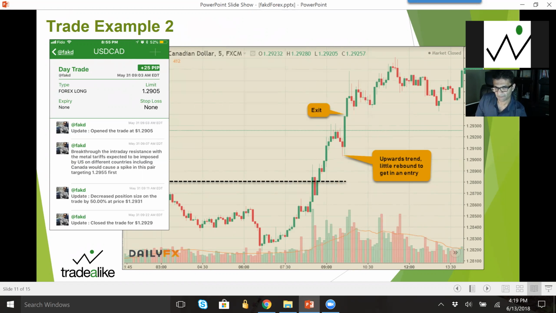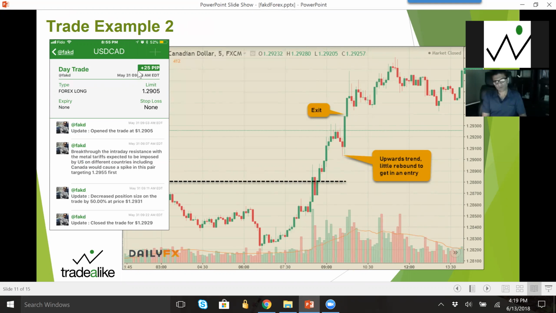As soon as the news came out that they were going to be announced later in the day, it broke through the resistance in the hourly. Even in the 5-minute chart, you can see when it broke through that resistance and then retraced a little bit, I got in. And then after a 25 pip move.